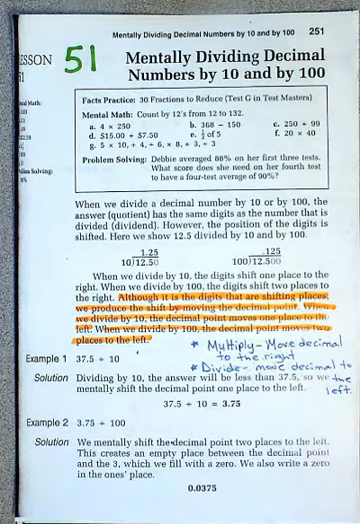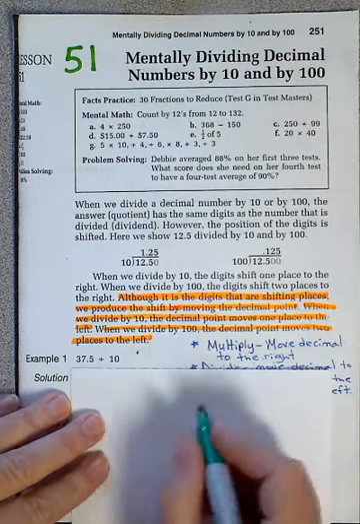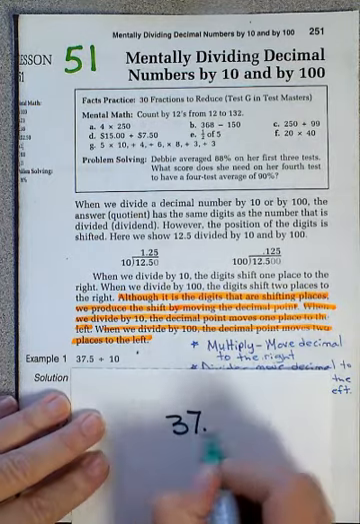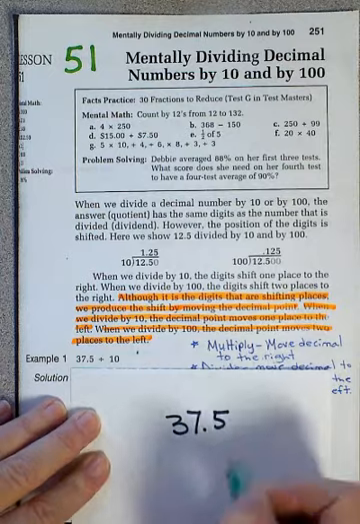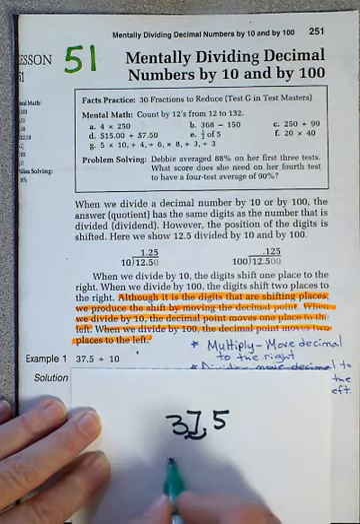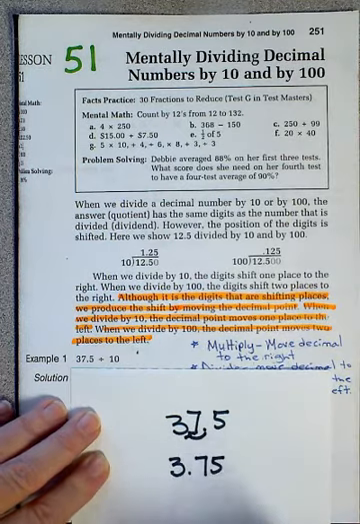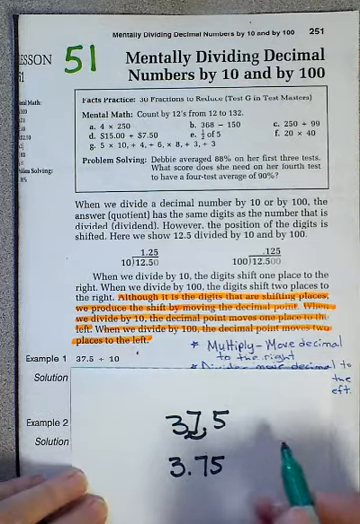Now, let's look at example 1. We have 37.5 divided by 10. So 37.5 divided by 10, we're going to shift our decimal one place to the left, and the answer is 3.75. Let's write it out mathematically and make sure we solved that correctly.